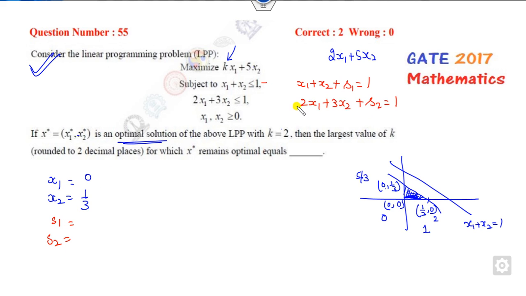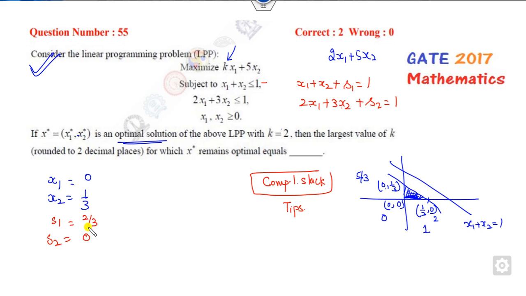If X1 is 0, X2 is 1 by 3, so the value of S2 is 2 by 3. If this is 0, this is 1, and here they are 0. Fine. Now remember, there is a major concept here. This is the complementary slackness condition. That is a very simple tip for you.